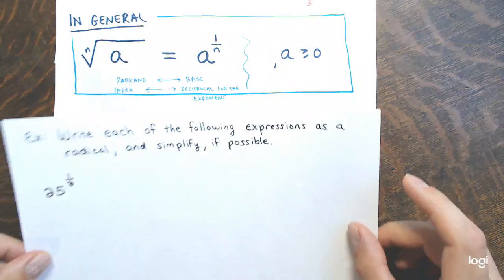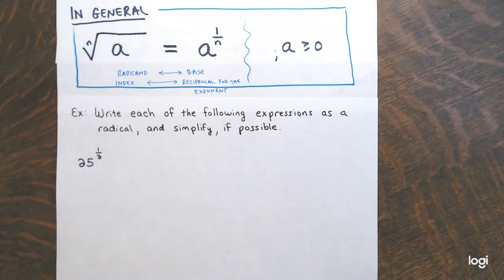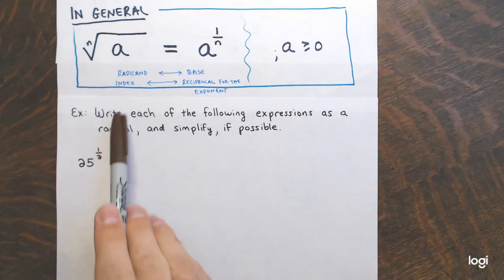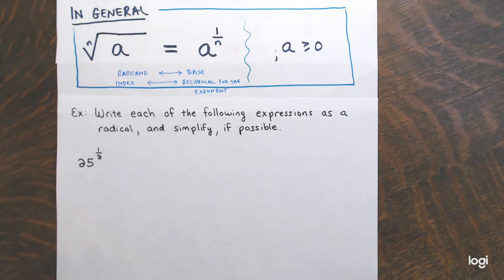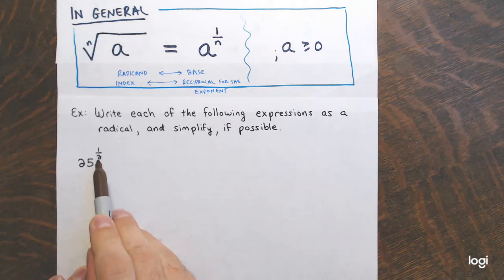All right, so my first of these, and I'll keep the formula up here, the relationship up here. And for each of these first ones, I'm going to be doing the following instructions. Write each of the following expressions as a radical, all right, so involving the radical symbol. And of course, let's simplify, if we can, right? If it's actually a real number. All right, so look at this, right? Here I have 25 to the 1/2 power.